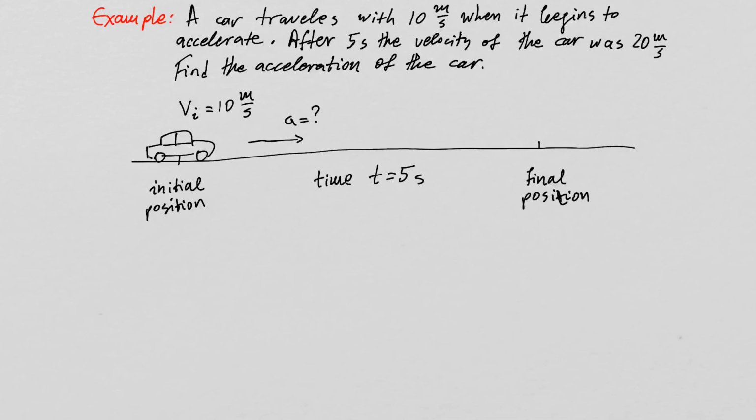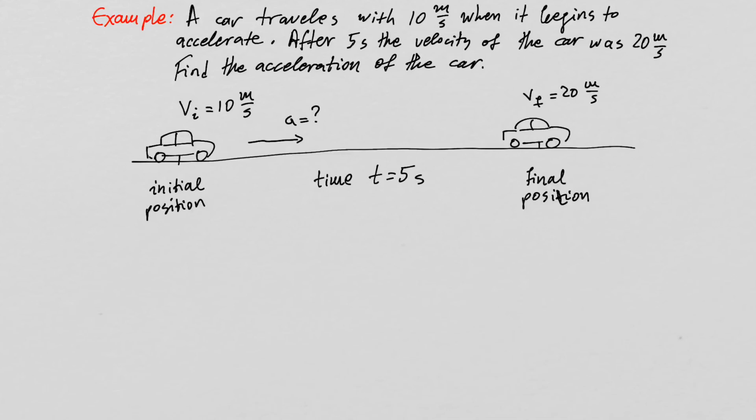And so here the car has a different velocity because it accelerated. This is what I'm going to call the final velocity, and that is 20 meters per second. So I want to find the acceleration.